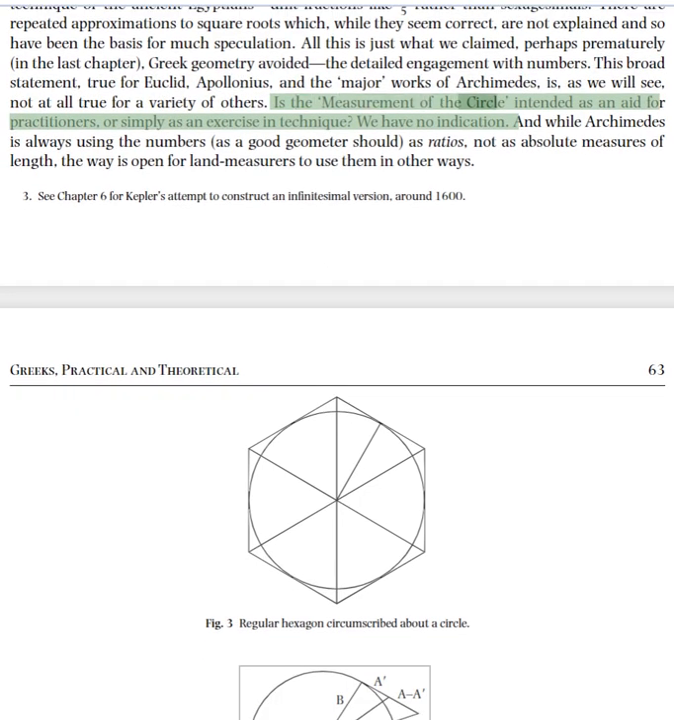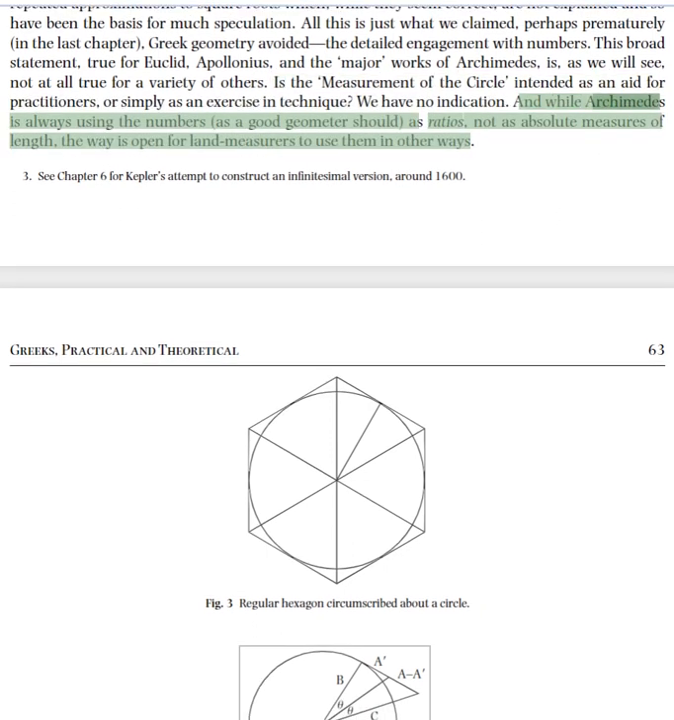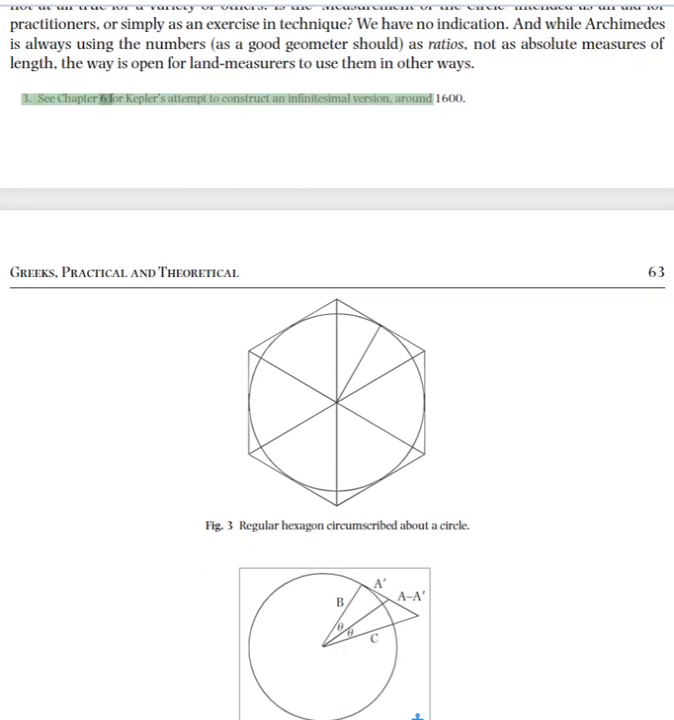Is the Measurement of the Circle intended as an aid for practitioners, or simply as an exercise in technique? We have no indication. And while Archimedes is always using the numbers as ratios, not as absolute measures of length, the way is open for land measurers to use them in other ways. 3. See Chapter 6 for Kepler's attempt to construct an infinitesimal version, around 1600.